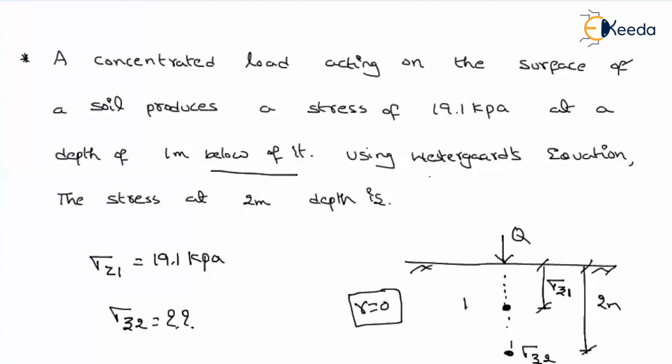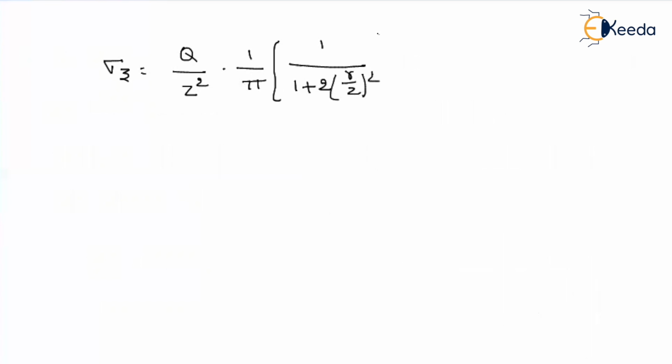As they are asking us to find it using Westergaard's equation, first of all, write the Westergaard's equation. Sigma z is equal to Q divided by z square into 1 divided by pi into 1 divided by (1 plus 2 into (r by z) whole square) whole to the power 3 by 2. Now, in the present data, either at point 1 or at point 2, the radius is equal to 0. If you keep radius equal to 0, this term is equal to 1.